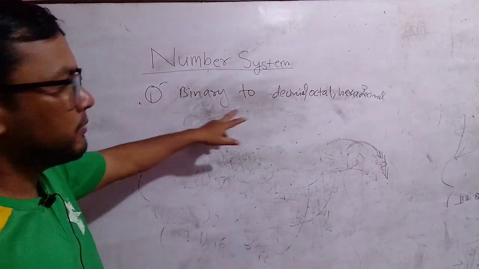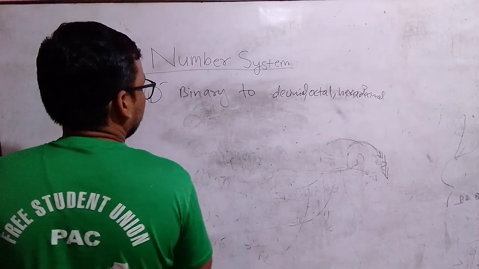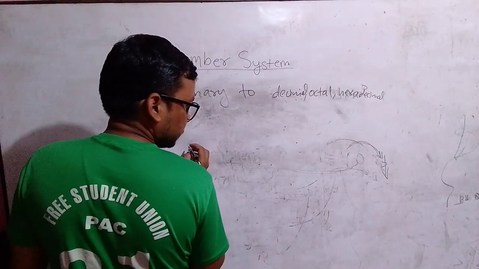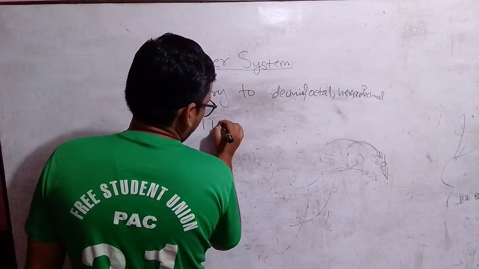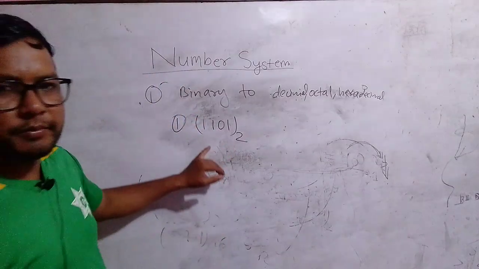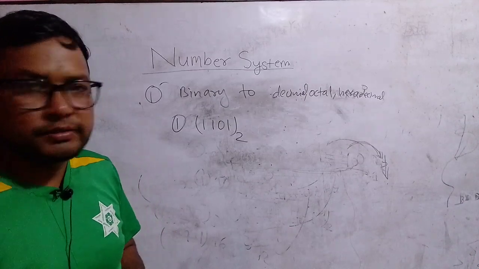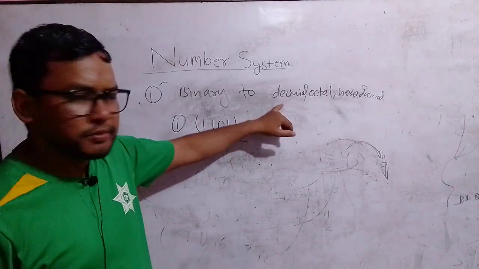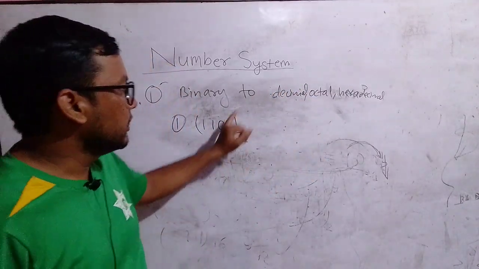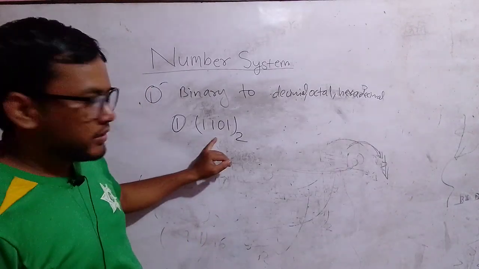Now, binary number to decimal number system. How do we obtain the decimal equivalent of a binary number? Suppose 1101. This is a binary number. In our case, 1101 is the binary number. What would be its decimal equivalent? What would be its octal equivalent? And what would be its hexadecimal equivalent? We'll understand by doing this exercise.